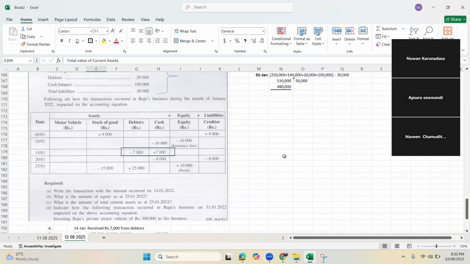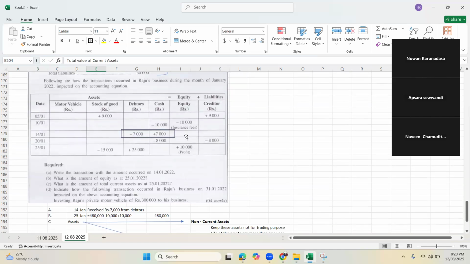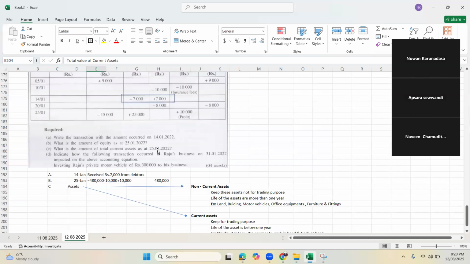Apsara, is the motor vehicle a current asset? No. Then what else? Stock of the goods is a current asset. Then the debtors are current assets. Cash is a current asset. You clear? Then we'll take the total.